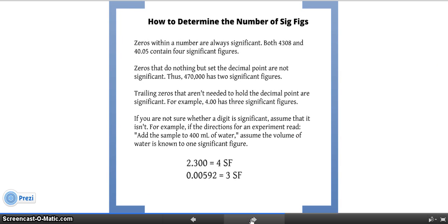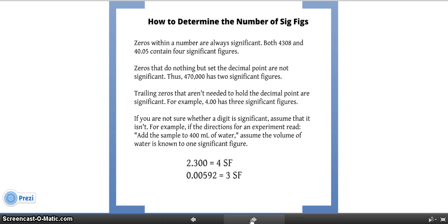How to determine the number of sig figs. Zeros within a number are always significant. Both 4,308 and 40.05 contain 4 significant figures. Zeros that do nothing but set the decimal point are not significant. Thus, 470,000 has 2 significant figures. Trailing zeros that aren't needed to hold the decimal point are significant. For example, 4.00 has 3 significant figures.